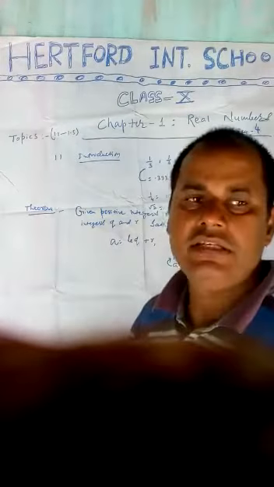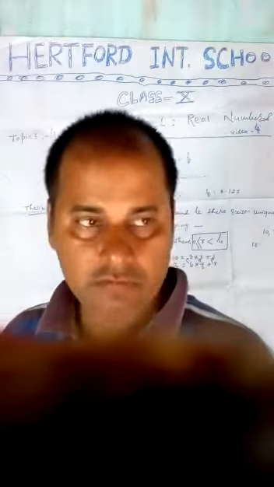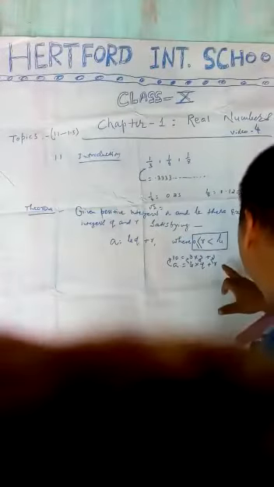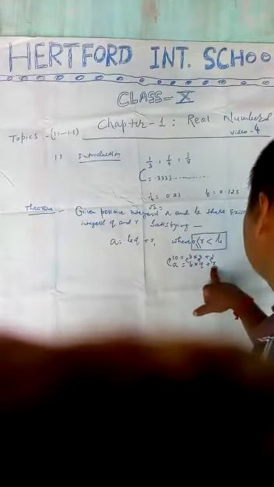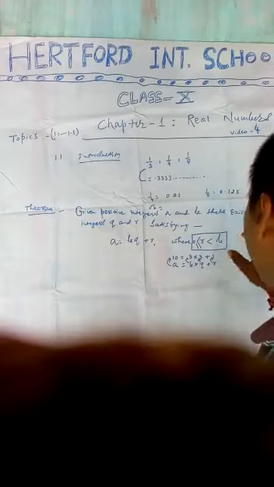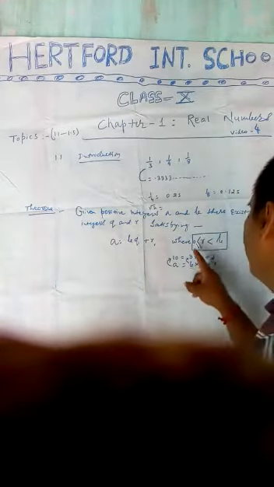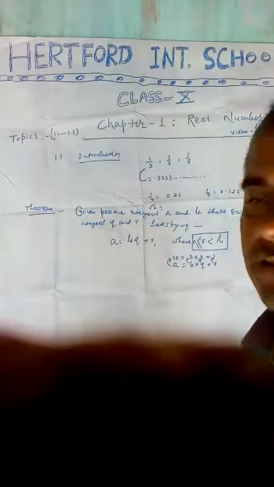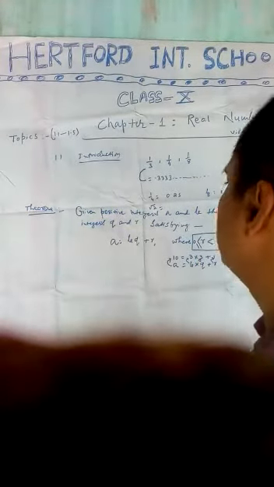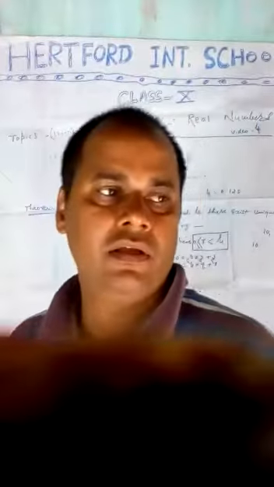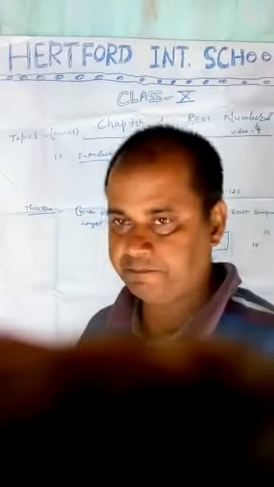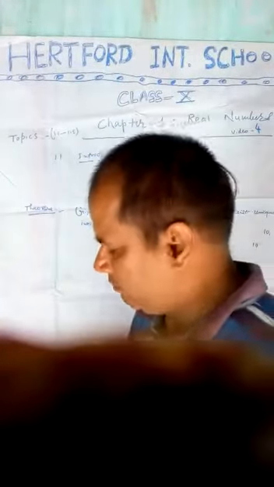Likewise, you can find out in other examples also. Here you can see that the remainder r, that is 1, is less than b and greater than 0. So this is Euclid's division lemma. Next page. This is page number 4.